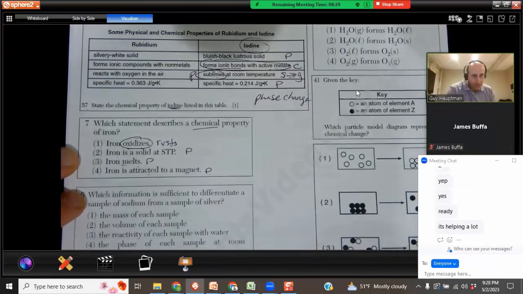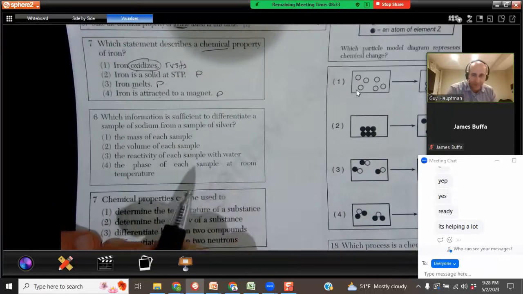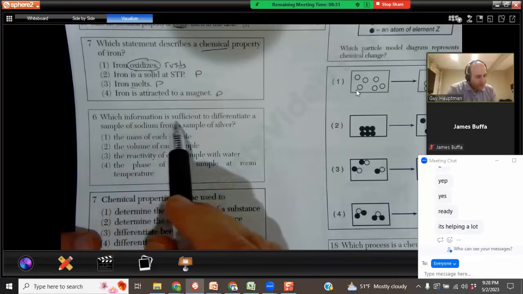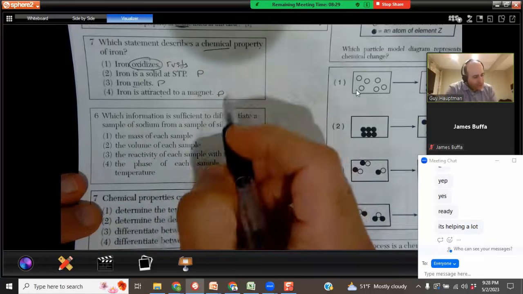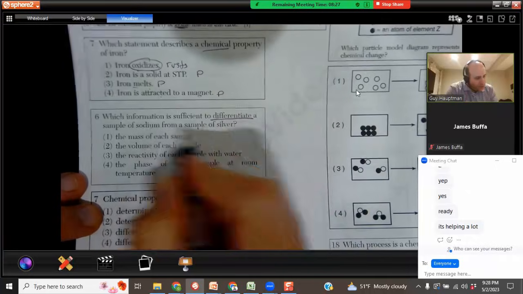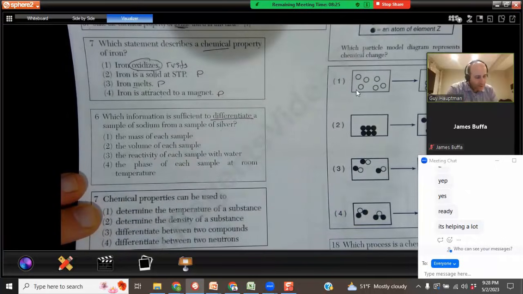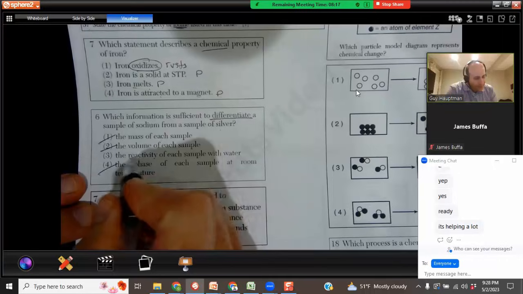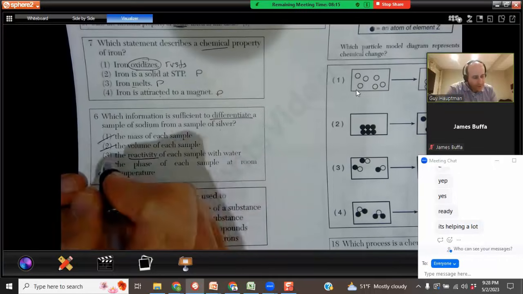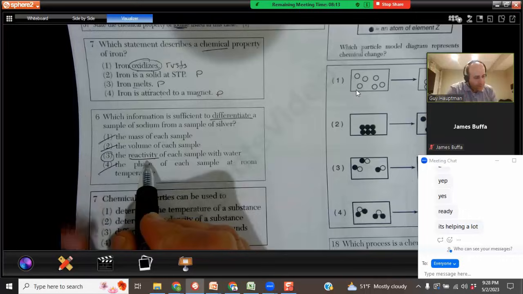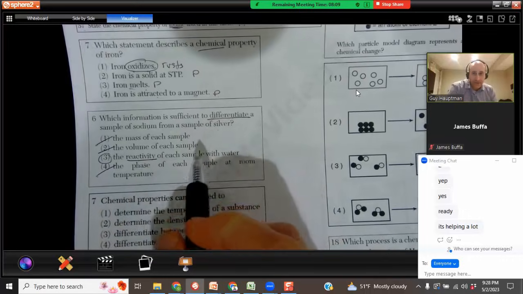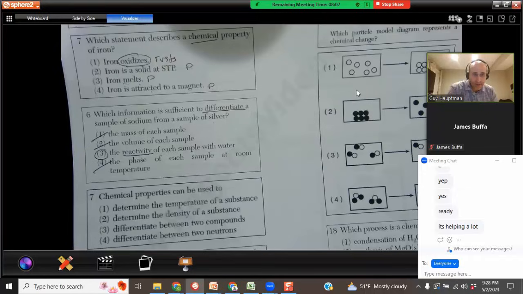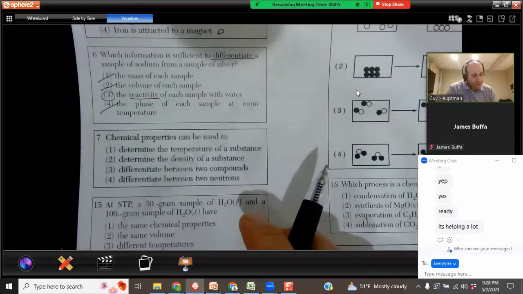Okay, good. And question 6, and feel free to stop me if you have a question at all. Which information is sufficient to differentiate a sample of sodium from a sample of silver? So we have two elements and we want to be able to tell them apart. Well, they could have the same mass, the same volume, the same phase, but how they react could be completely different. So that is going to be a chemical property here, and that's what we use to differentiate elements, compounds, substances, things like that.